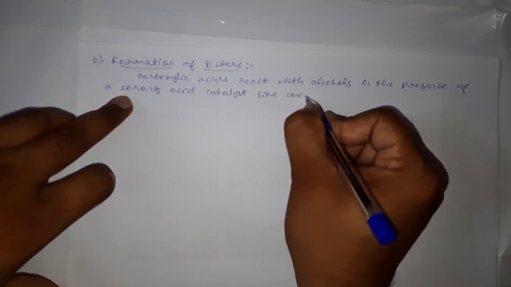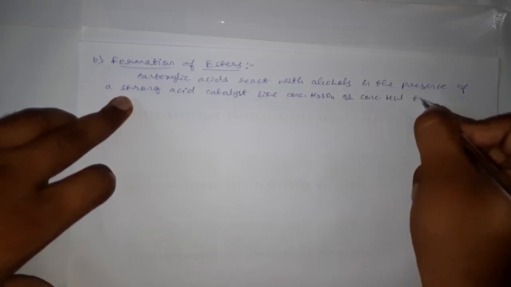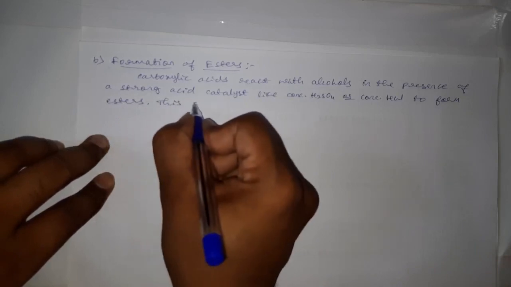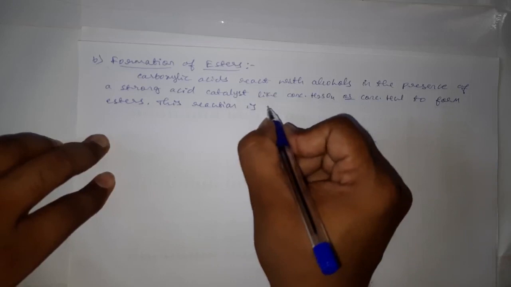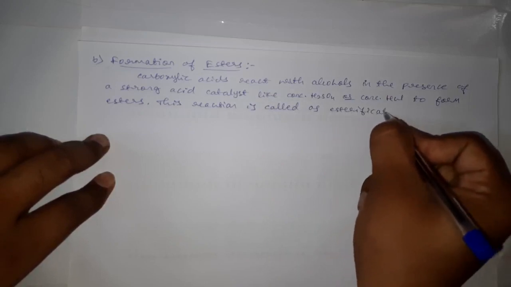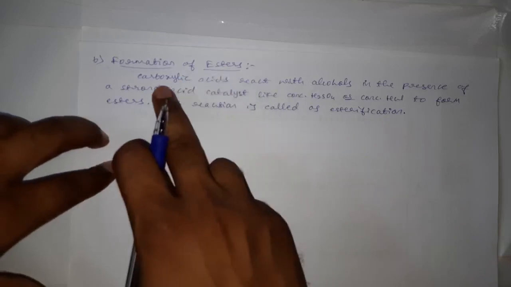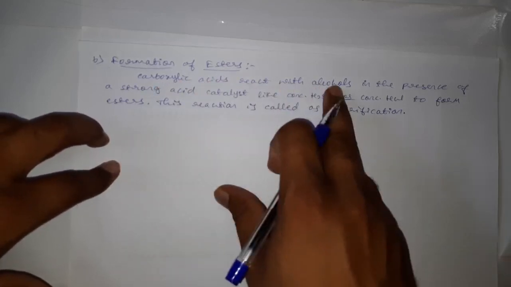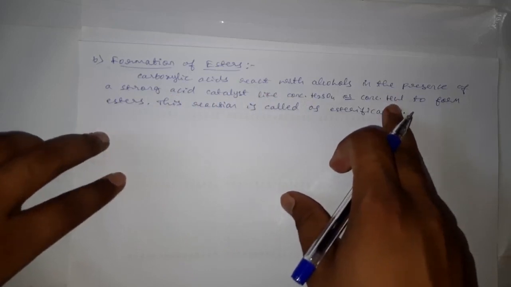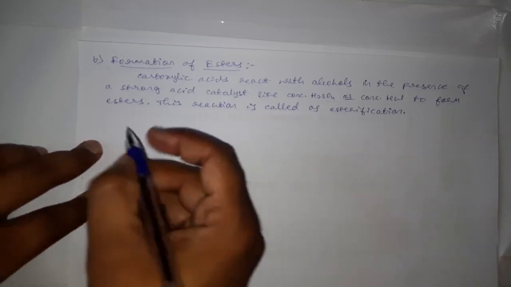like concentrated H2SO4 or concentrated HCl, to form esters. This reaction is called what? Esterification. Correct? In the last class we have studied this one, esterification, the formation of esters. When carboxylic acids react with alcohol in the presence of a strong acid catalyst like concentrated H2SO4 or concentrated HCl to form esters, the reaction is called esterification.